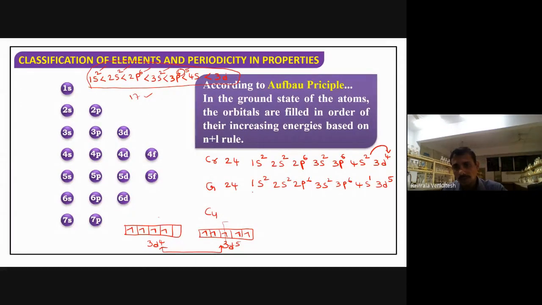So what is the chromium abnormal configuration? This is the chromium abnormal configuration. This is the normal configuration. This one is the abnormal configuration. So you have to remember this configuration: 4s1, 3d5. What about copper?